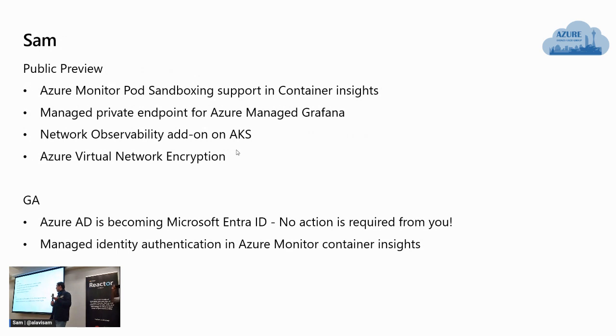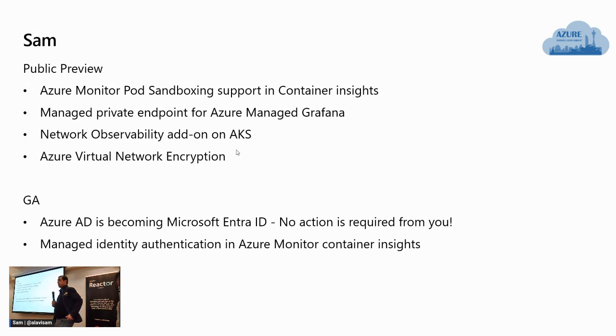Which is a big advantage, and most of the enterprises are probably trying to implement that one. It's been tested with a couple of data sources, Azure Monitor, SQL Server, Cosmos DB, and two other connectors already tested by Microsoft in the preview feature, and I believe more data sources will be added to that as well. Network observability add-on on AKS is another very interesting feature added as an add-on to AKS.